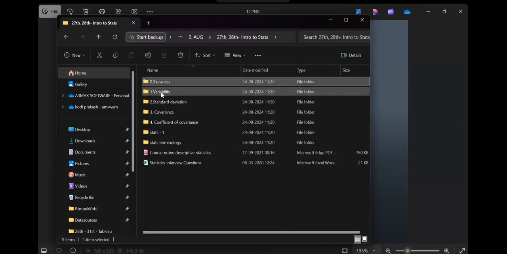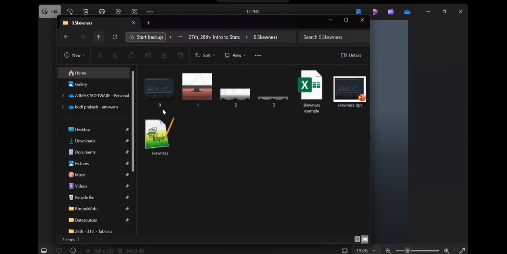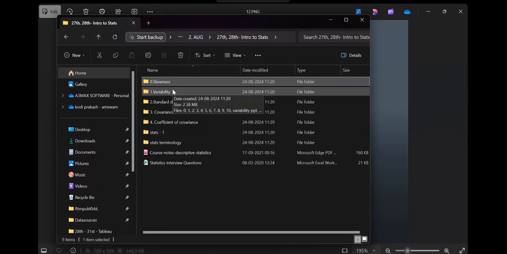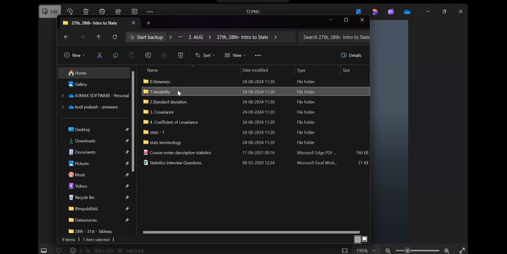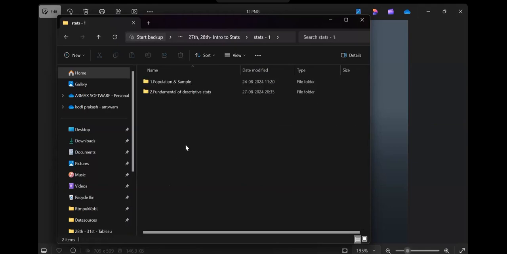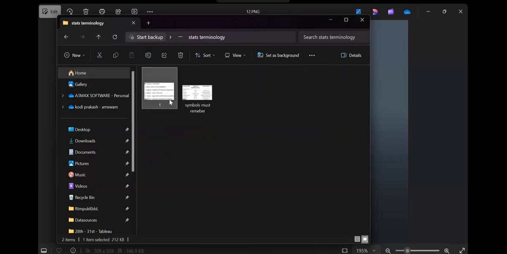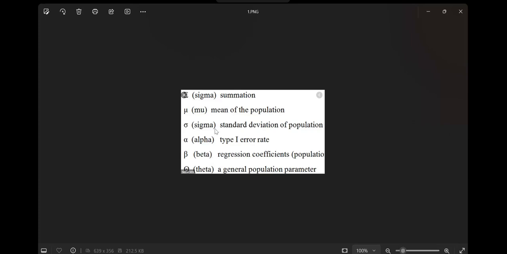Skewness we completed. Variability, just go home. Open the slides a little, refer to the doc. Understand, recall the concept and write it down. That's it. Go to the next part. Variance we are done, standard deviation, covariance, and then starts terminology.